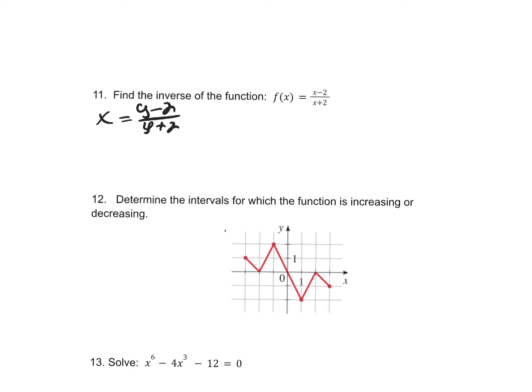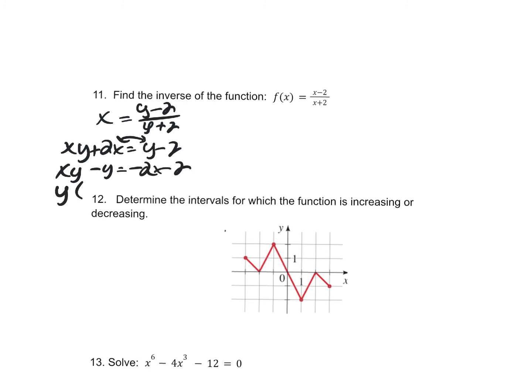First thing, I have a fraction bar. You've got to cross multiply. So I'm going to do x times y plus 2, which would be xy plus 2x. Y minus 2 times 1 is just y minus 2. Okay, I'm going to get my y's together and my non-y's together. So I put xy minus y, and on the other side, I get negative 2x minus 2.